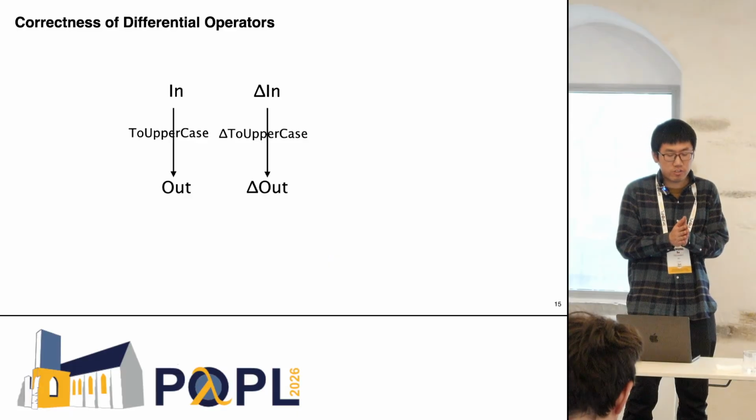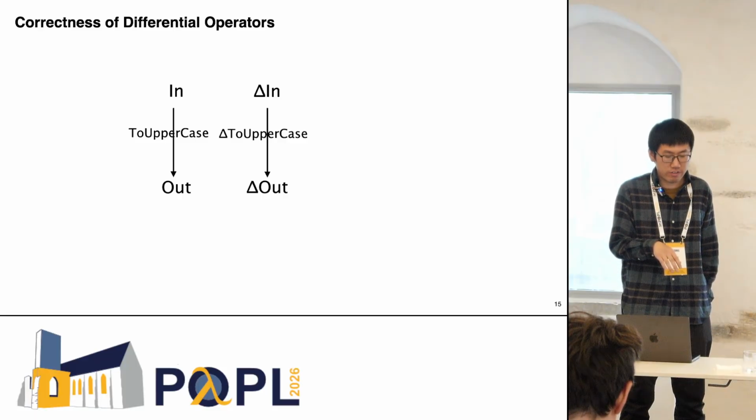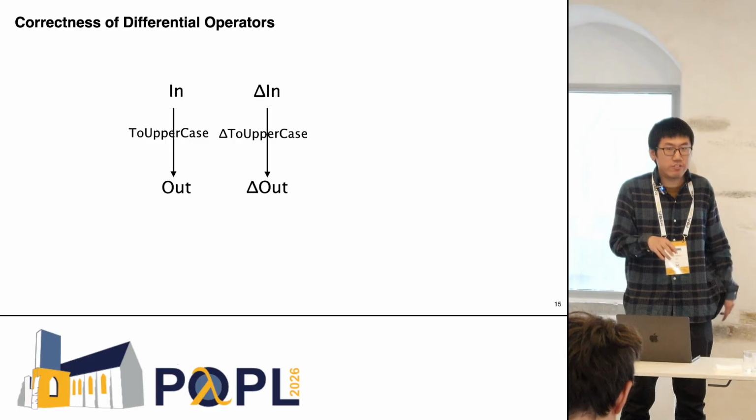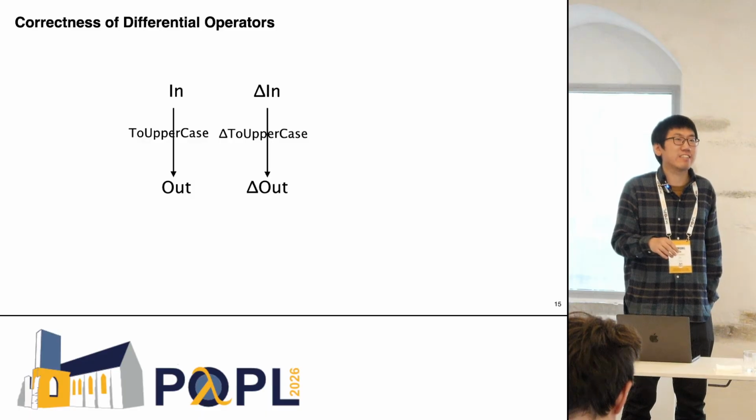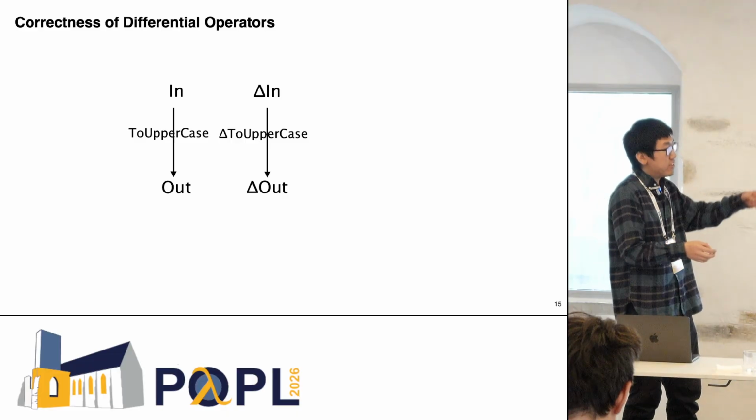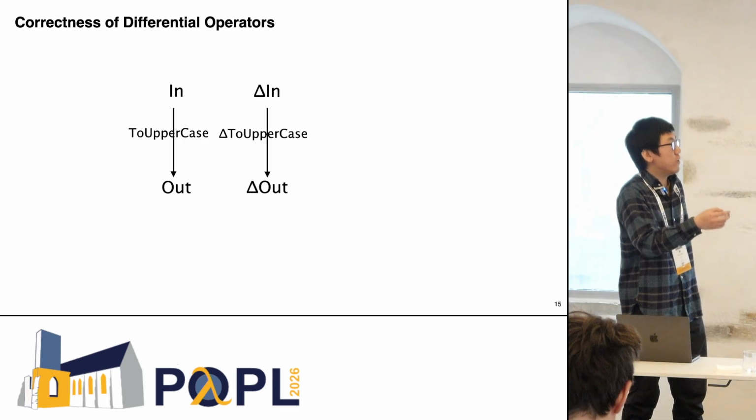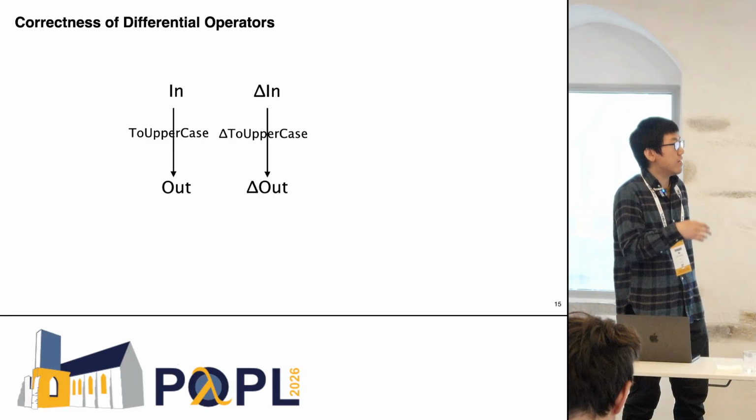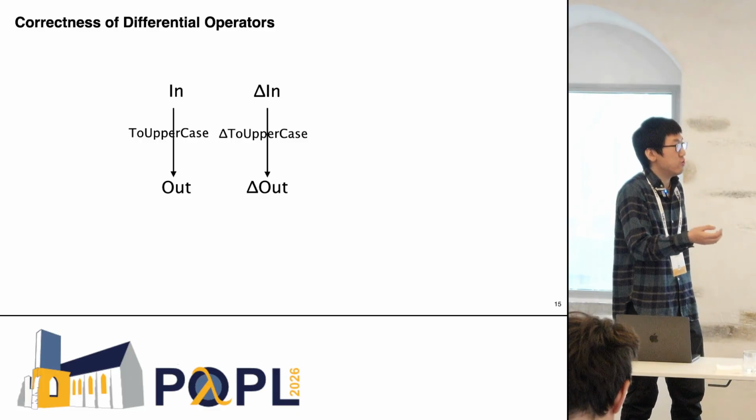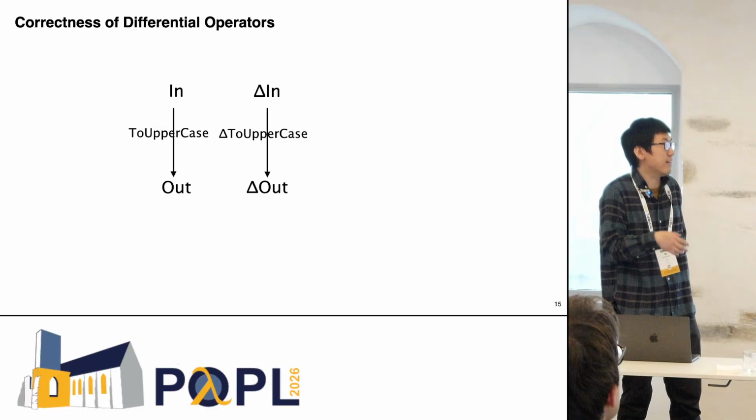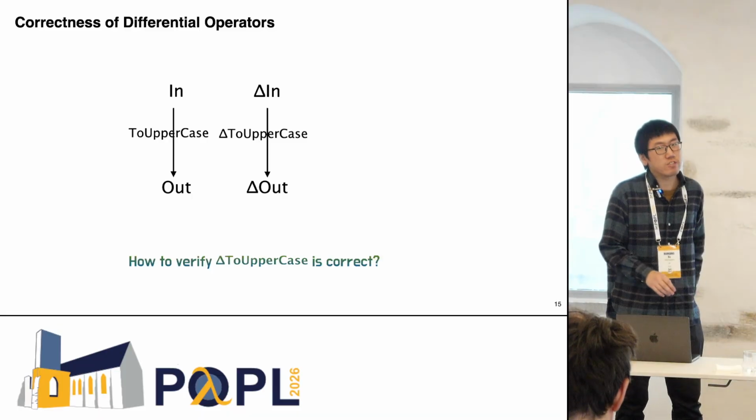Okay, so far I have not talked about the correctness of differential operators, but it's actually very important because differential operators basically want to use a smart way to update the programs, which has a lot of edge cases. So let's just have a look at this diagram. We start from the toUppercase. First we have an initial computation that maps the input to the output. And then there is an input change delta in, and we utilize the delta toUppercase and get the delta output. And so the question is, how do we know that the delta out is correct?